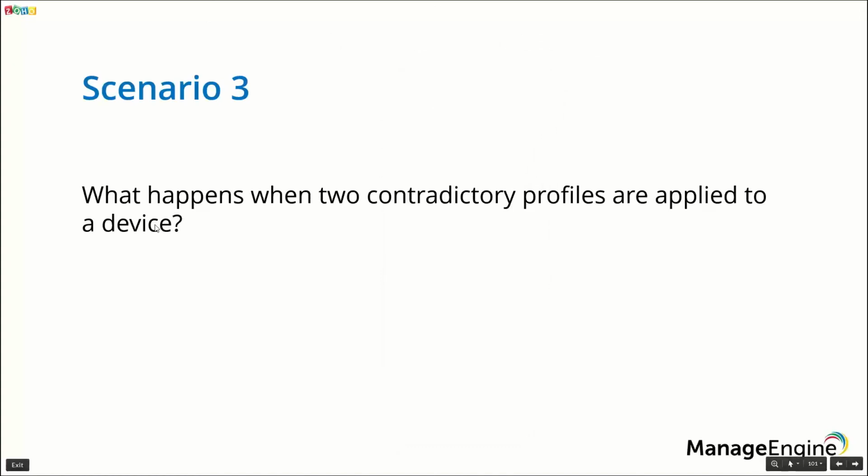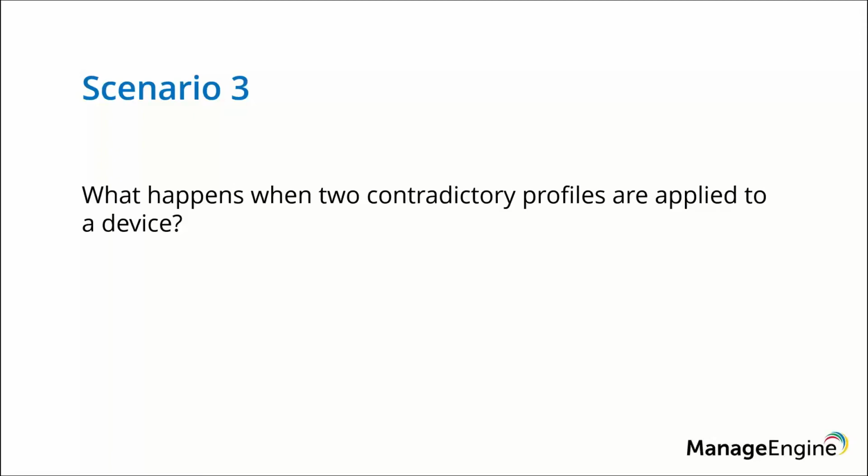And the third scenario, as I've said about creating passcode policies and restrictions for camera, face like, based on the business need. So what will happen if two contradictory profiles, one with camera enabled and another profile with camera disabled, get applied to a device? What will happen?